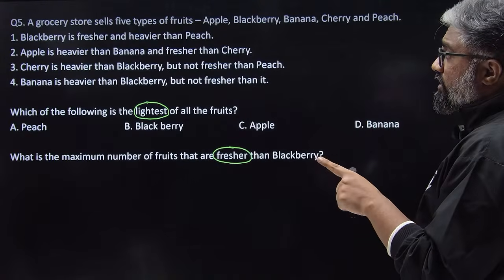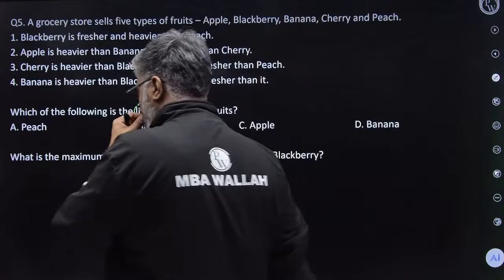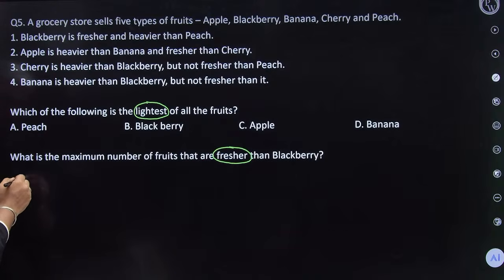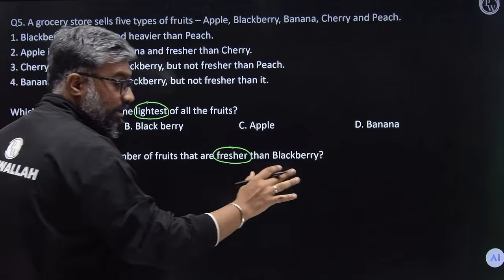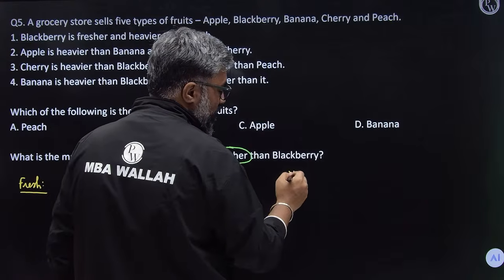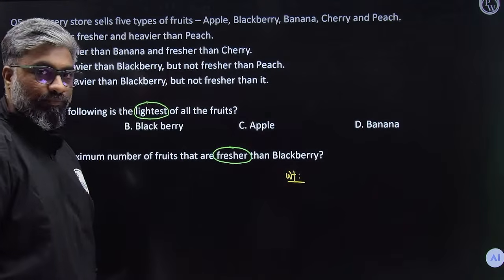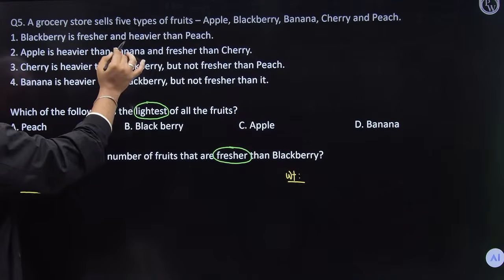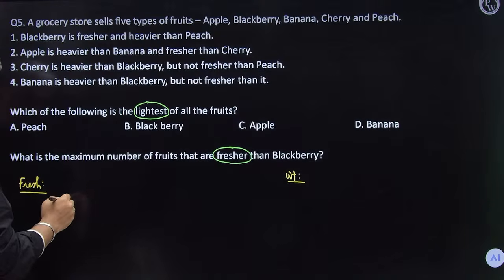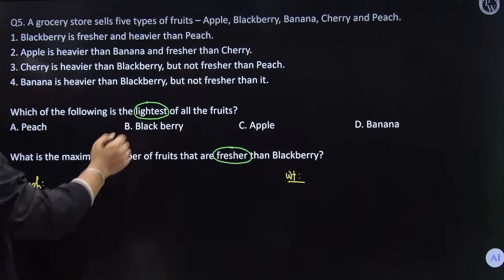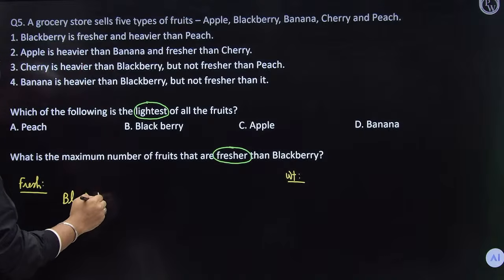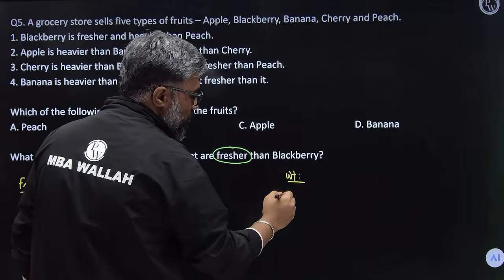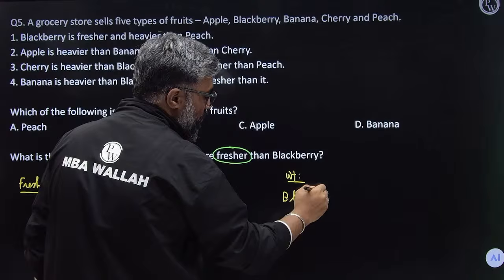Blackberry is fresher and heavier than peach. So what I'll do is I'll make one set of arrangement for freshness and another arrangement for the weight, which is heavier, which is not. Cool. So we'll start off. Blackberry is fresher and heavier than peach. I'll put BL for blackberry because there's banana also. So BL is blackberry. Blackberry is fresher than peach. Blackberry is also heavier than peach. Okay, perfect.